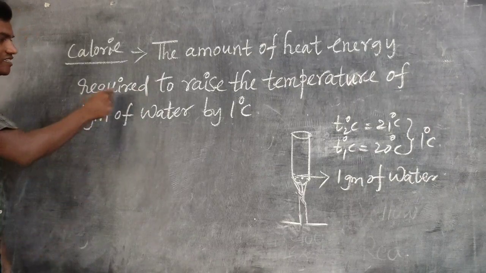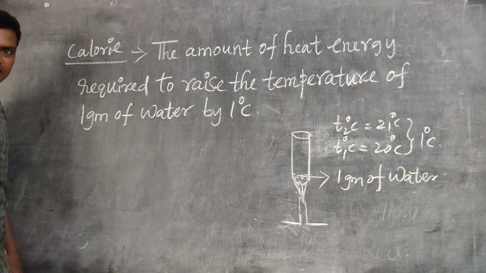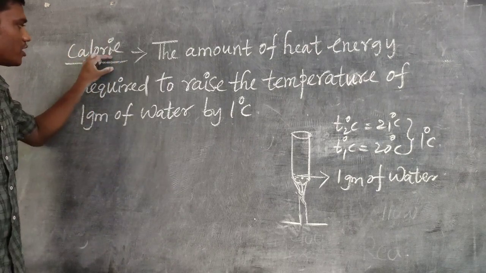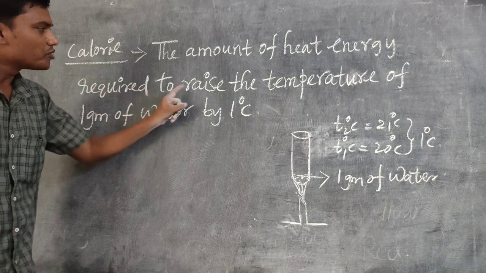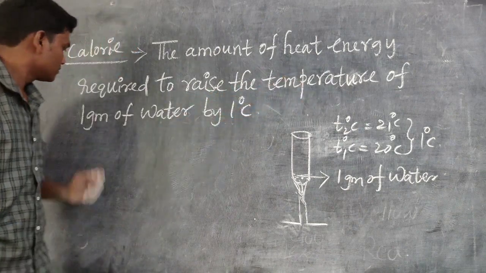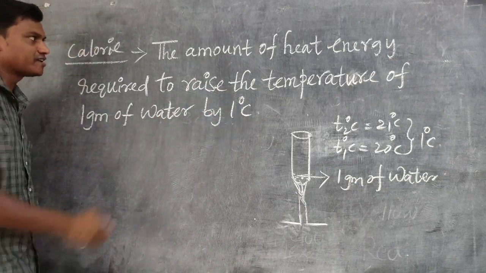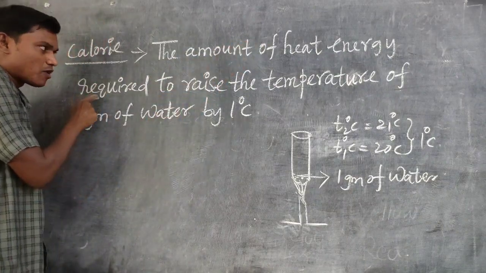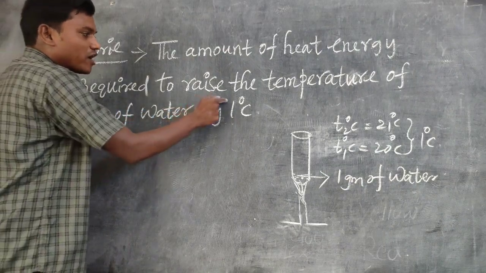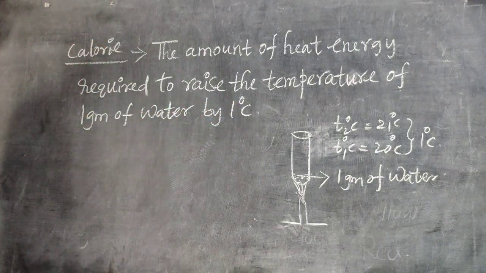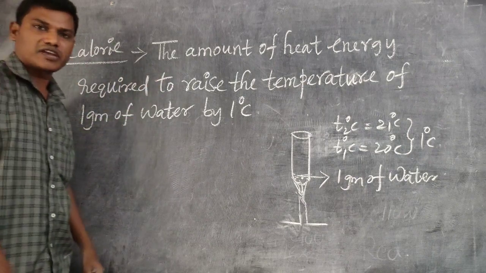Now we discuss what a calorie is. Already we know that calorie is the CGS unit of heat energy. Calorie means the amount of heat energy required to raise the temperature of 1 gram of water by 1 degree Celsius. Listen very carefully once again. The amount of heat energy required to raise the temperature of 1 gram of water by 1 degree Celsius is called a calorie. Now I will explain a small activity to understand the calorie.